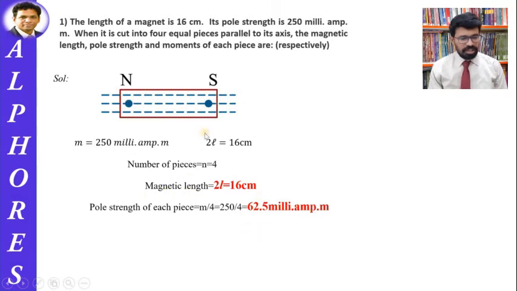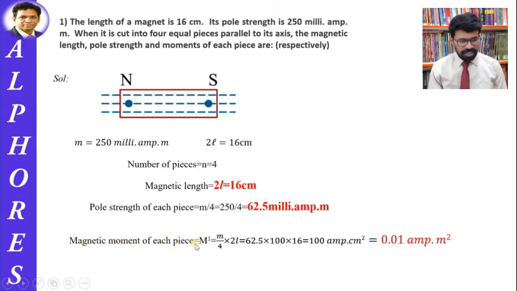So the magnetic length of each piece is equal to 16 centimeters, and the pole strength of each piece is equal to 62.5 milliamp meter. If magnetic length and pole strength are both known to us, can't we find the magnetic moment? Of course, we can. So the magnetic moment of each piece, m dash, is equal to the pole strength into the length of the magnet.